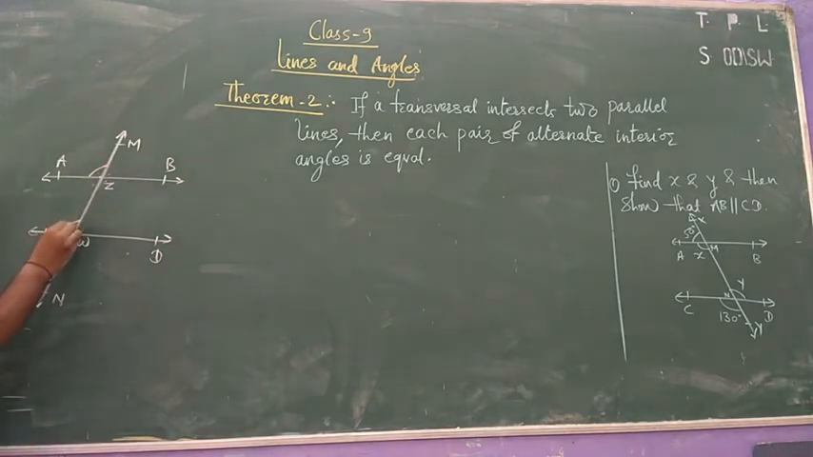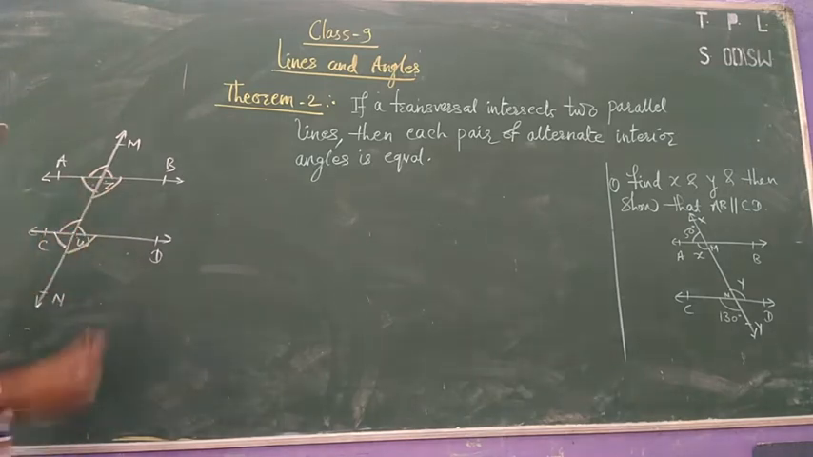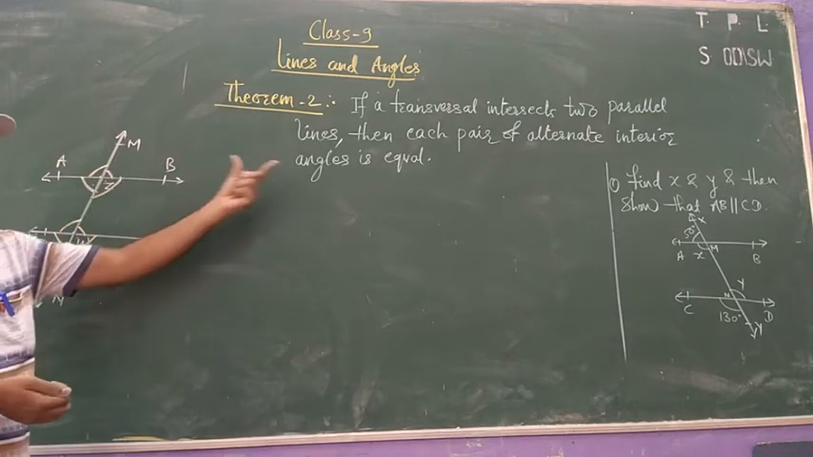So this is one pair of corresponding angles, this is the second pair, then this is the third pair, and this is the fourth pair of corresponding angles. So all these corresponding angles are equal. It means this angle and this angle are equal, this and this angle equal, this angle and this angle equal, this and this angle equal. It is called the corresponding angle axiom. Okay, so we use this axiom to prove this theorem.